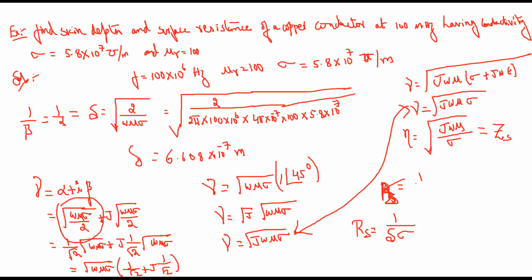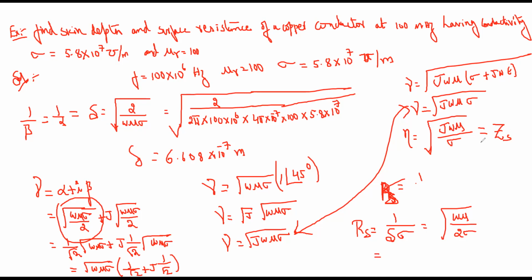This is ZS. ZS is equal to under root of j omega mu by sigma, and that j we can write as a one angle with 45 degrees, omega mu by 2 sigma. Okay, omega mu by 2 sigma, that is also equal to the under root of omega mu by 2 sigma. Okay, you can write the sigma here, omega mu sigma 2 by omega mu sigma means it is a delta. So they are related as 1 by delta into sigma. So both are equal. Got it, my dear students?